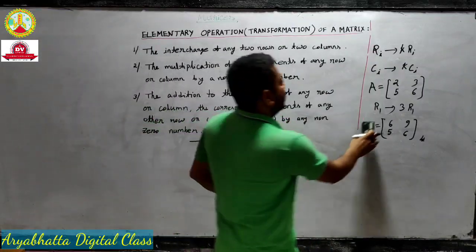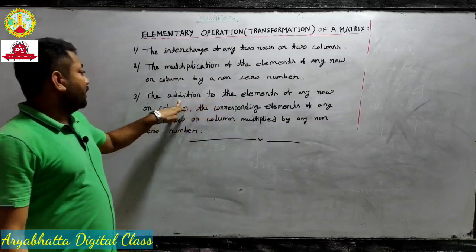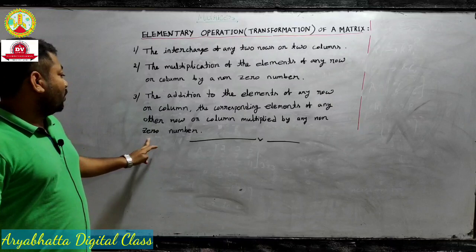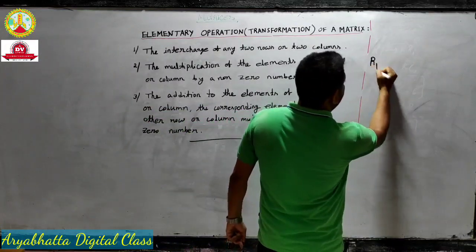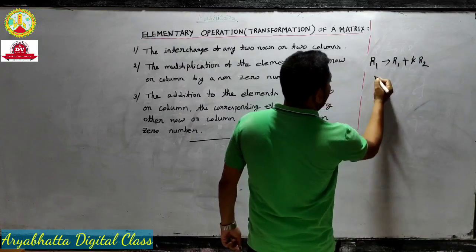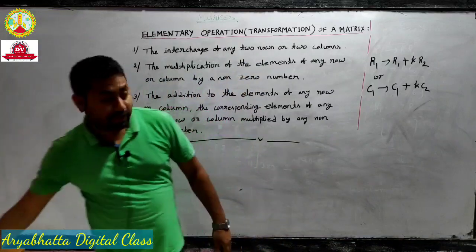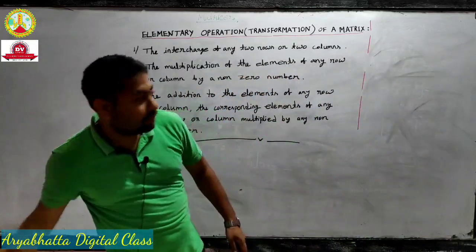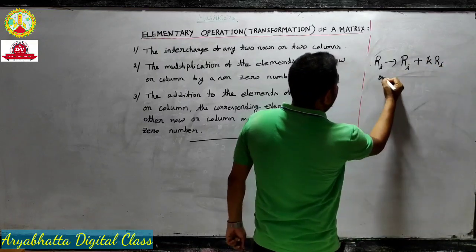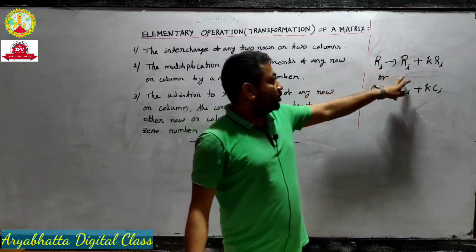Next, number 3. The addition to the elements of any row or column, the corresponding elements of any other row or column multiplied by any non-zero number, and it is denoted by Ri tends to Ri plus k into Rj, or Ci tends to Ci plus k into Cj.